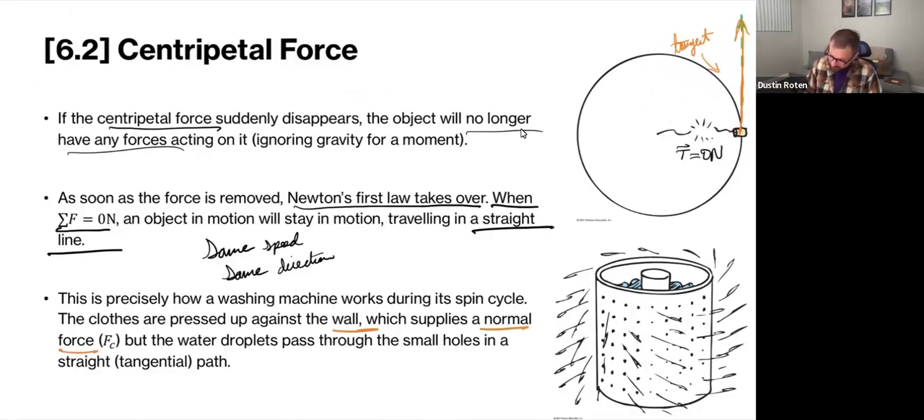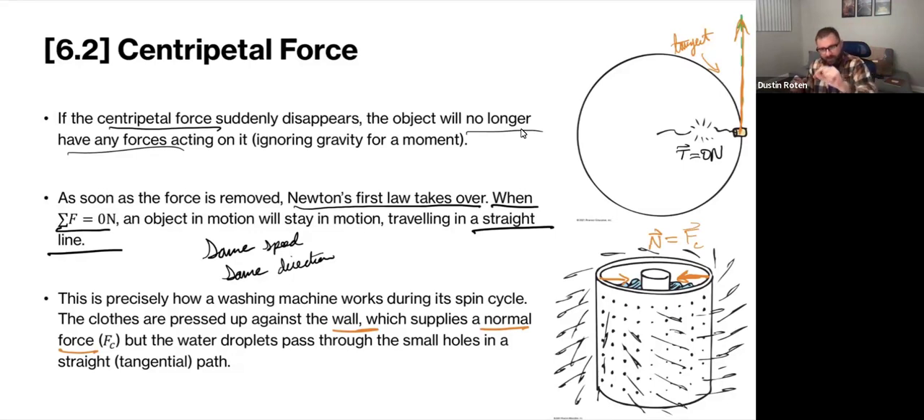So you can see, if we look inside this drum, you're going to have a normal force pushing in. The normal force is going to hold all the clothes inside. That's your centripetal force. Remember, the centripetal force has to be caused by something. So here it's caused by the normal force.